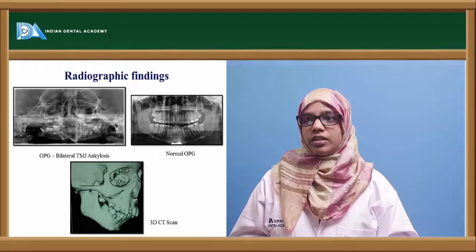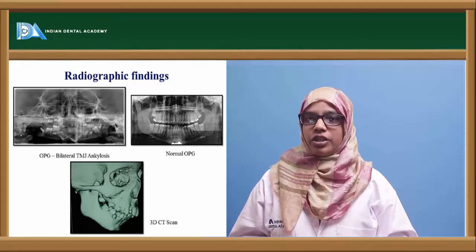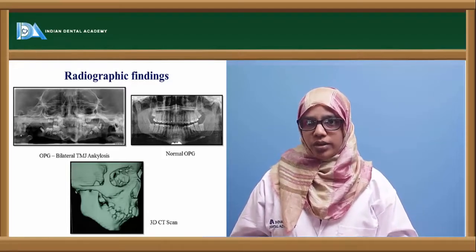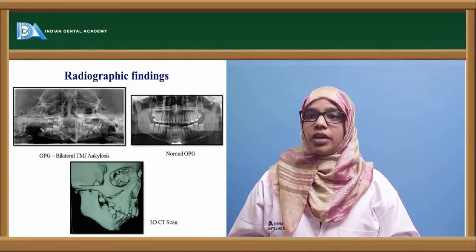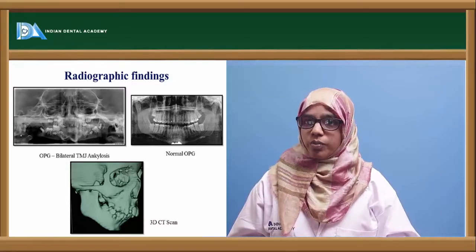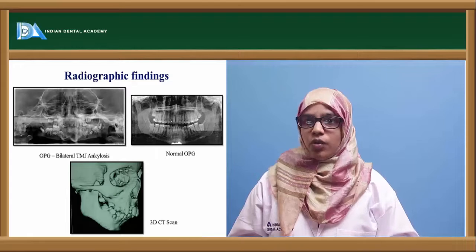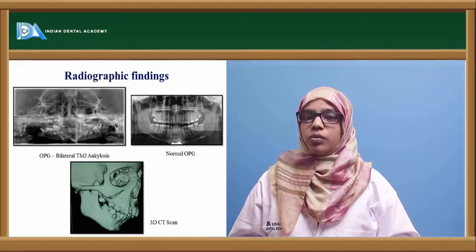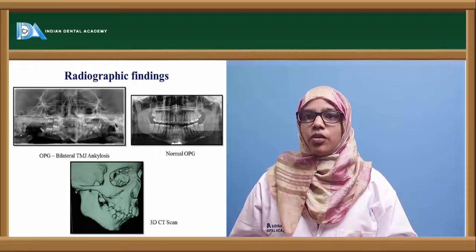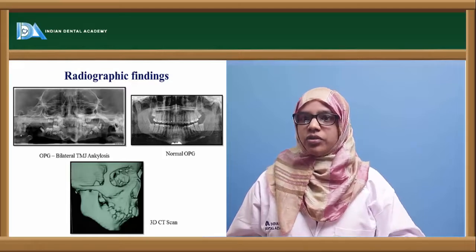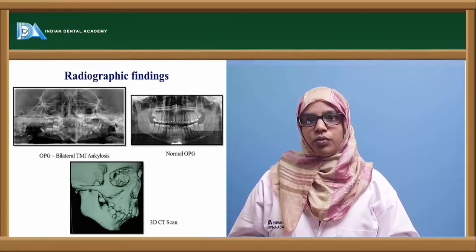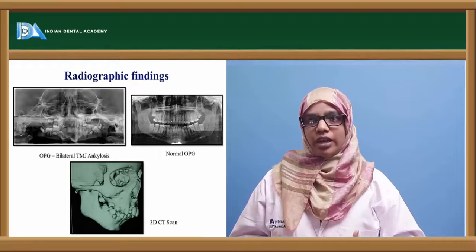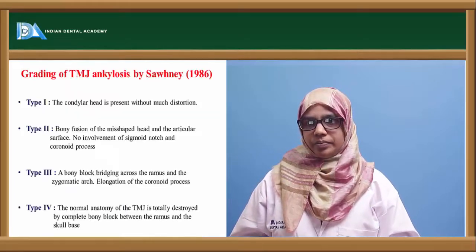As you can see, this is a normal radiograph where you can appreciate the temporomandibular joint and the joint cavity, whereas in case of an ankylosis, you will not be able to appreciate the neck of the condyle or the sigmoid notch. Rather, you will see a continuous block of radio-opacity. There is also a 3D reconstruction image which will show you how a live 3-dimensional ankylotic mass is seen.